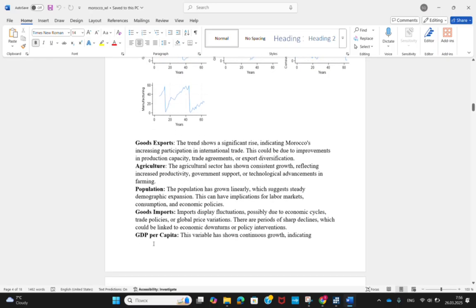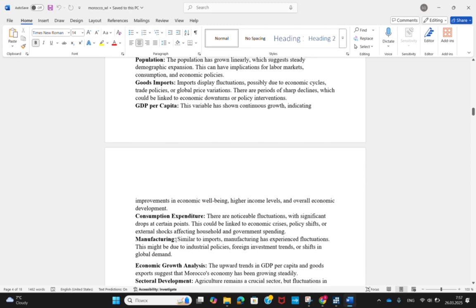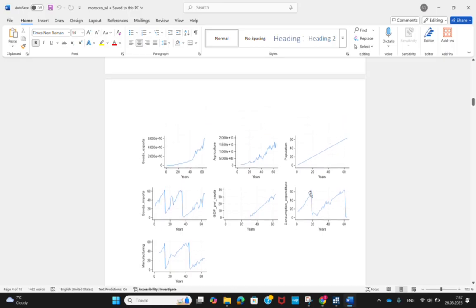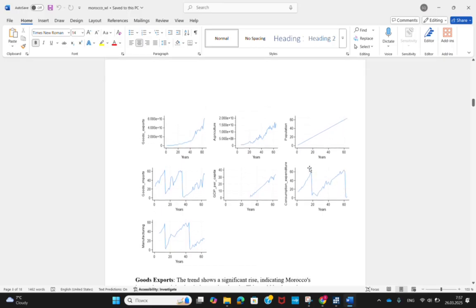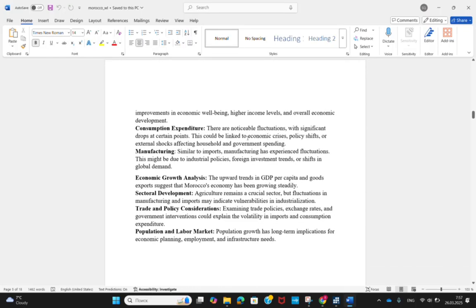Let's see here goods imports. Imports display fluctuations possibly due to economic cycles, trade policies, or global price variations. There are periods of sharp declines which could be linked to economic downturns or policy interventions. And the consumer expenditure has noticeable fluctuations with significant drops; here it is strictly declining. This could be linked to economic crisis, policy shifts, or external shocks affecting household and government spending.